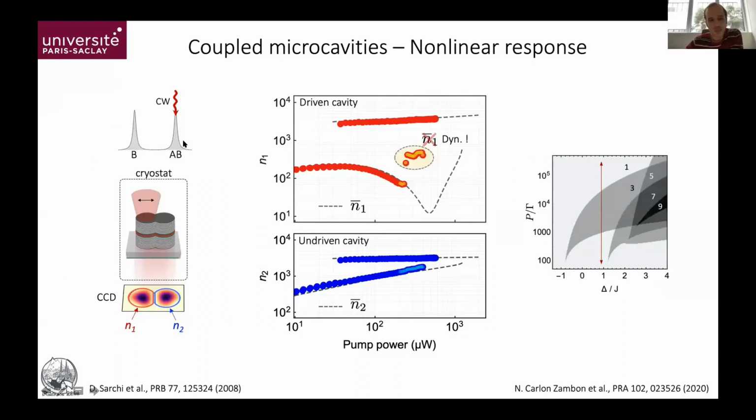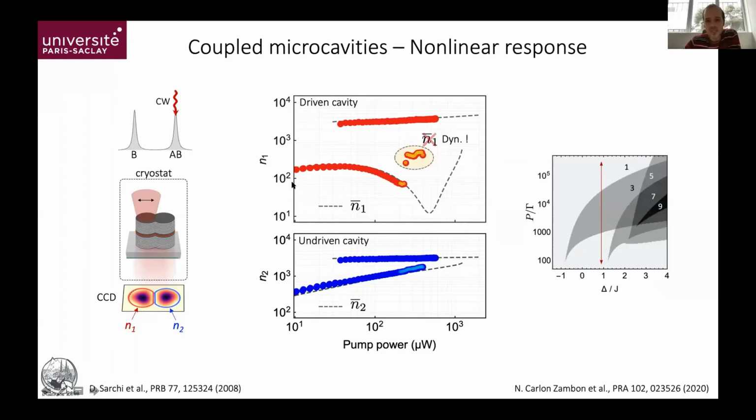In order to do this, we just coupled the continuous wave laser into one of the two pillars and pumped in the vicinity of the antibonding resonance. Then, upon careful calibration, we can use the transmitted pattern coming out to deduce the occupation numbers in the two cavities. So here I plot the cavity occupation in the driven and undriven cavity as a function of pump power, both when we increase and decrease the pump power.